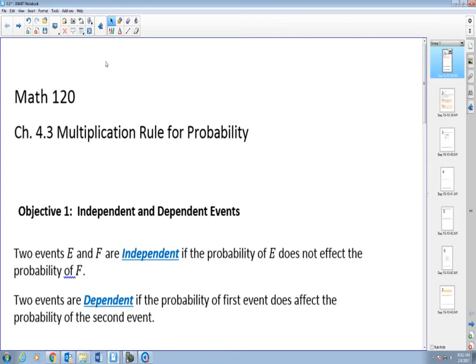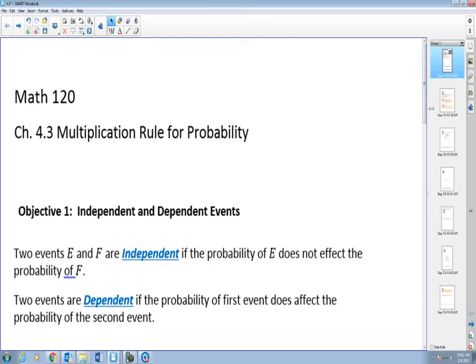Welcome to Probability and Statistics. In this lecture video 4.3, we're going to talk about multiplication rules for probability. And I'm going to also show you how to do the counting thing I've been mentioning in previous videos.